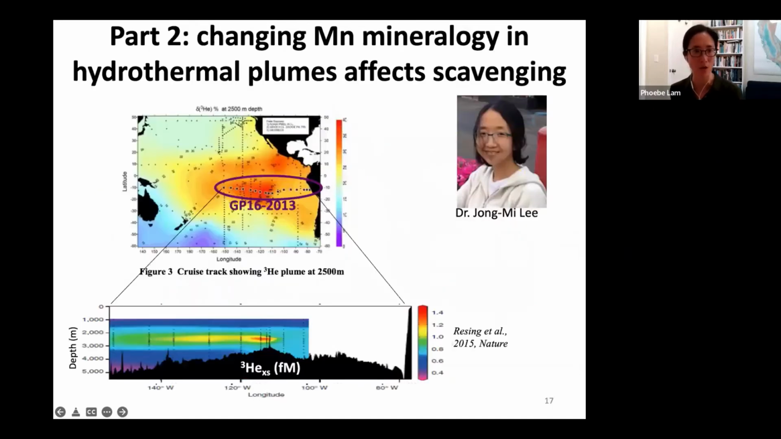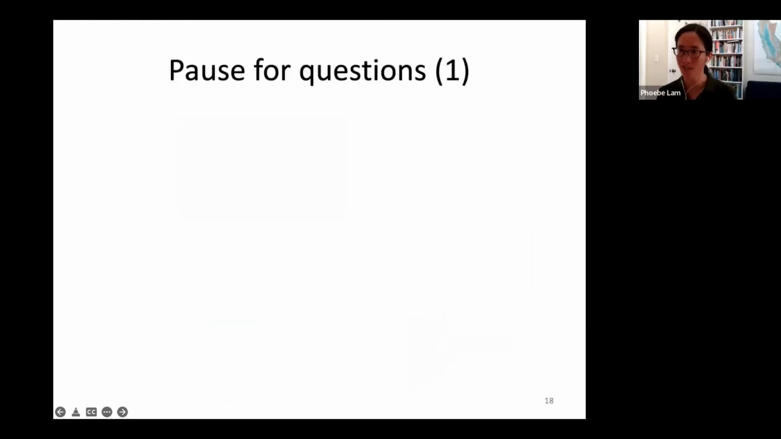And then part two, I will move to the South Pacific to this hydrothermal plume. The East Pacific Rise is here, and we followed a hydrothermal plume going west. And I'll talk about manganese mineralogy. But I will pause now for questions.